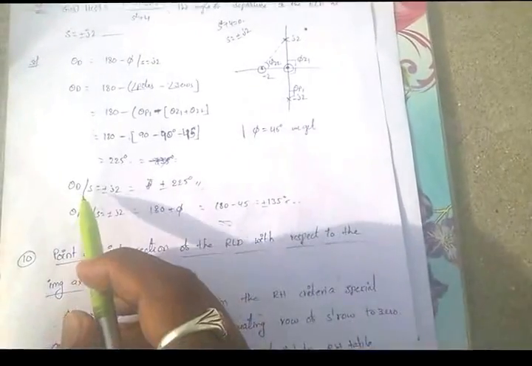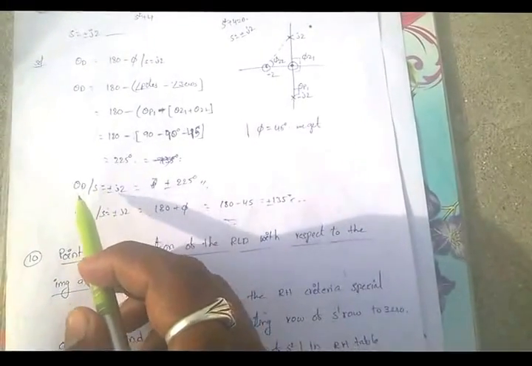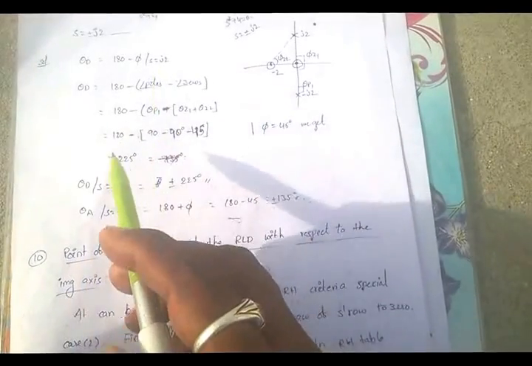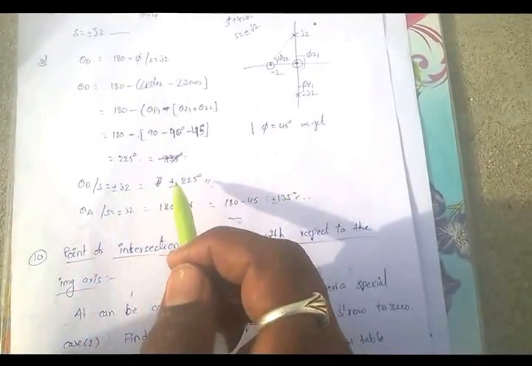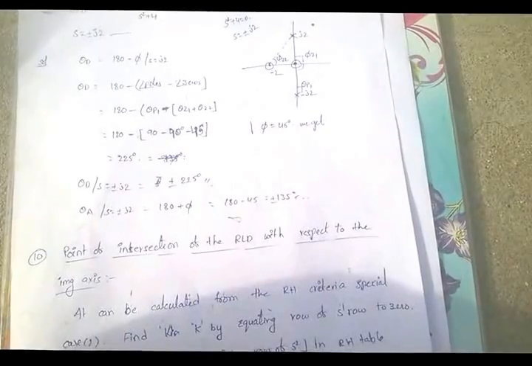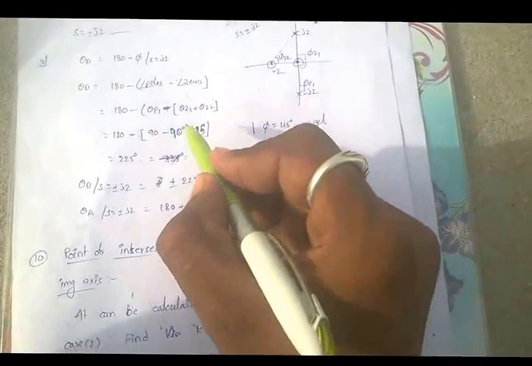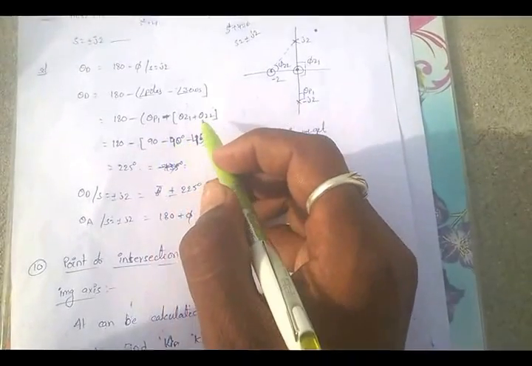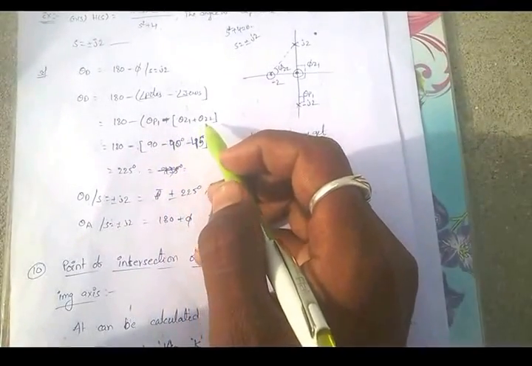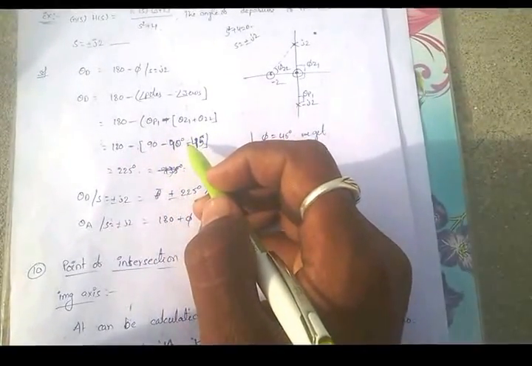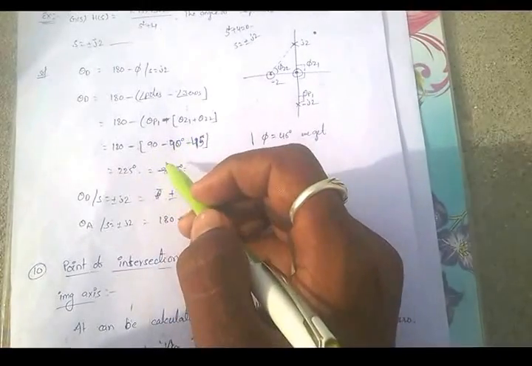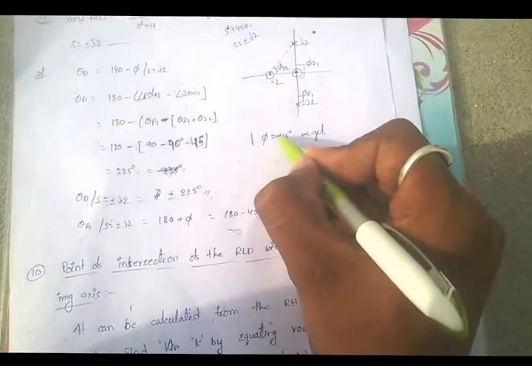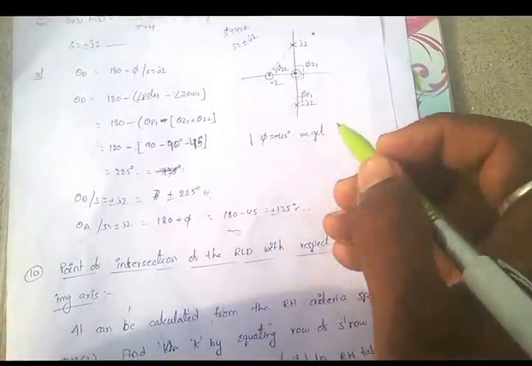That means the angle of departure theta d equals plus or minus 225 for plus or minus j2. Here the phi angle equals 90 minus 90 plus theta z2 minus 90, plus 90 minus 90 cancel. So phi is minus 45.